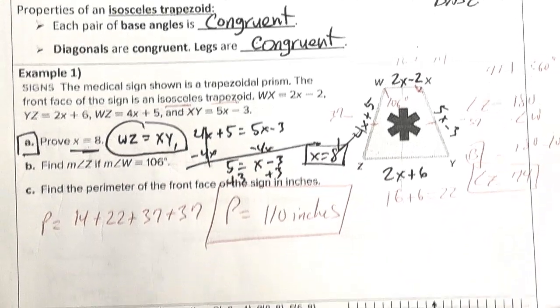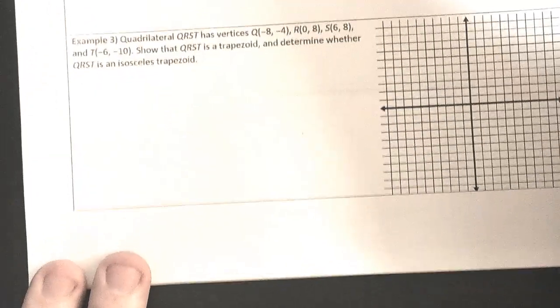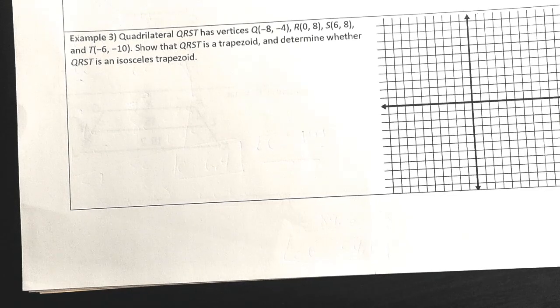Okay. All right. Example 3 at the bottom. This is the I do. You guys will have the practice 3 on the other side as you do. All right, so example 3: quadrilateral QRST has vertices, and it gives us those coordinates. Show whether it's a trapezoid and determine whether or not it's an isosceles trapezoid.